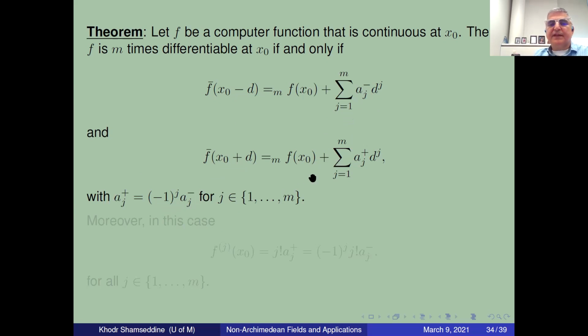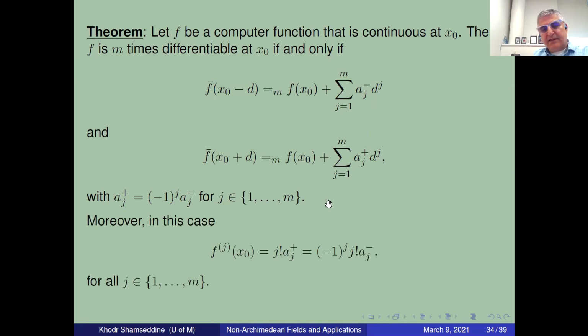So in other words, if we cut the expansion up at the mth power of t, there are no non-integer powers of t. The even coefficients will be equal, and the odd coefficients will be opposite to each other. And in this case, the jth derivative will be j factorial times aj plus for all j from 1 to m.